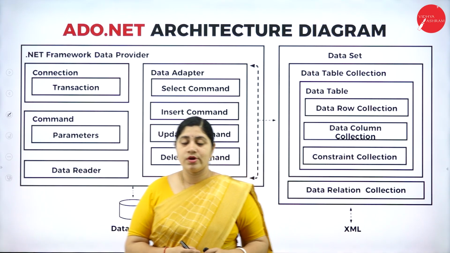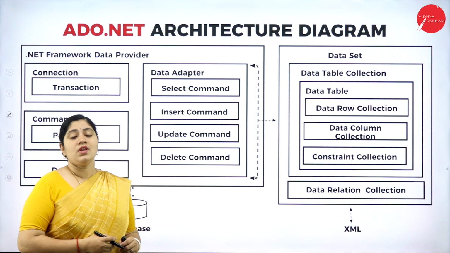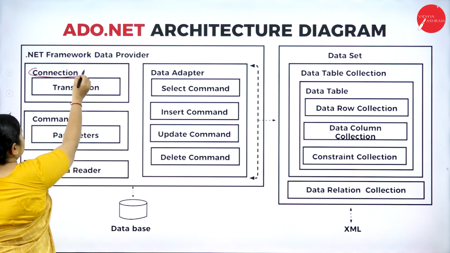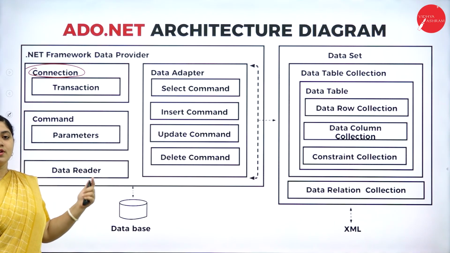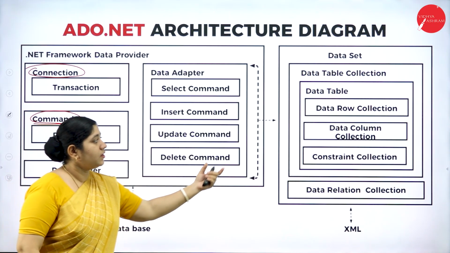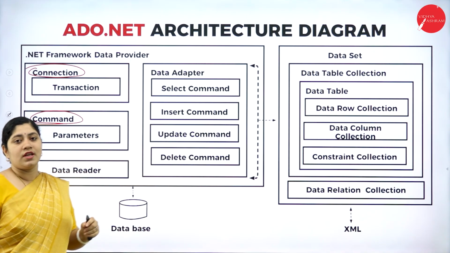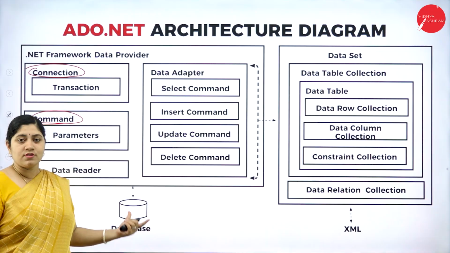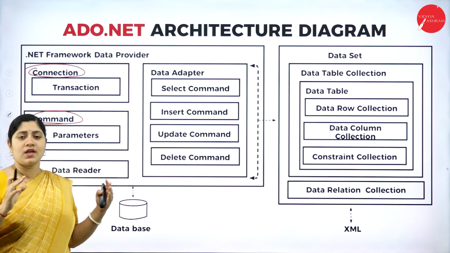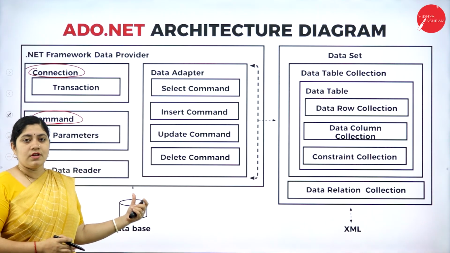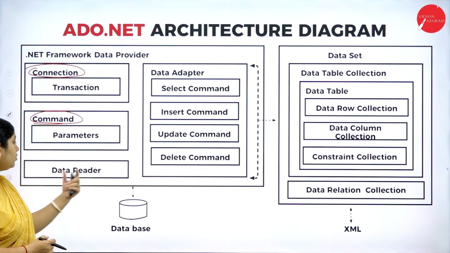So as I told, the ADO.NET architecture includes the connection. Over here, we can see the connection. Then it includes a command, followed by the data set or a data reader. All right. So yes, let's start with the database. In the database, we will have a collection or a set of data.